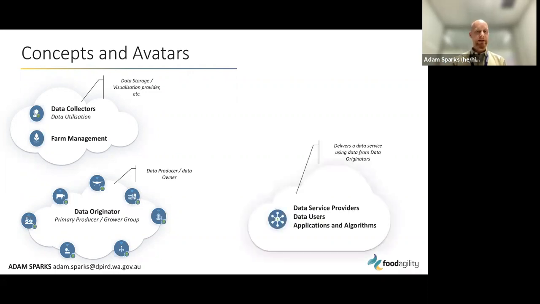The data service provider, which is the hat that I'm wearing in the project, is an organization that under the agreement delivers a data service using raw data from data originators or farmers or a group of farmers, and then provides data service back to them. So we give them new and transformed data that they can use in decision making. And in this case, often DPIRD wears multiple hats. We're building eBroker, but we will be working as the data service provider here.